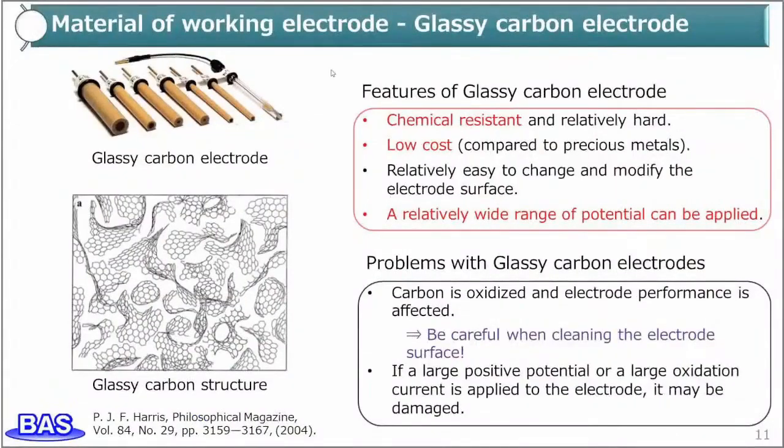The characteristics of the glassy carbon electrode are as follows: chemical resistance and relatively hard, low cost compared to precious metals. It is relatively easy to modify the electrode surface. In addition, the range of potential that can be applied, the potential window, is relatively wide.